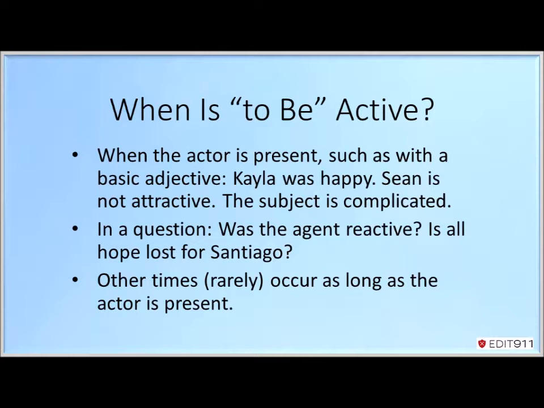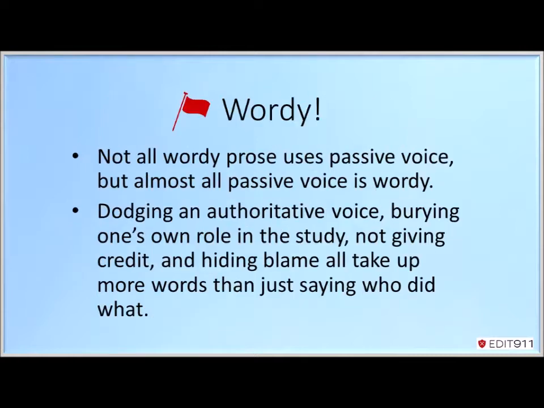We often use the word to be when we are asking questions. Was the agent reactive? Is all hope lost for Santiago? And I could come up with a whole bunch of outlying examples of this, but when the actor is present and in its place and connects the verb properly, then it's active. So even though when you see was and it was happening and so on, you say, oh, well, that's passive, not always.